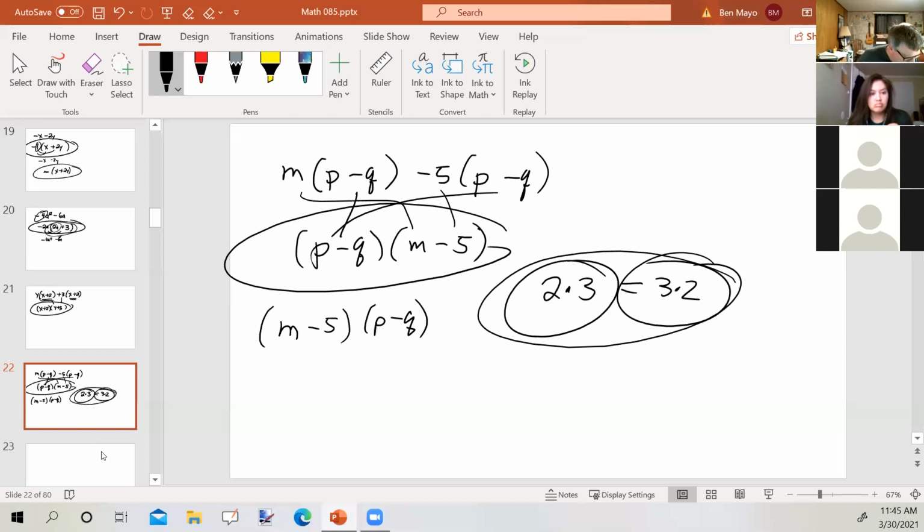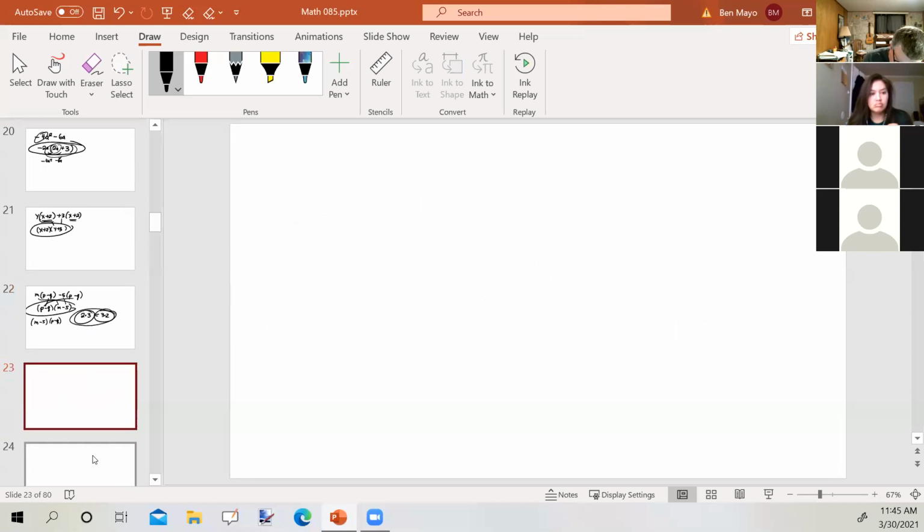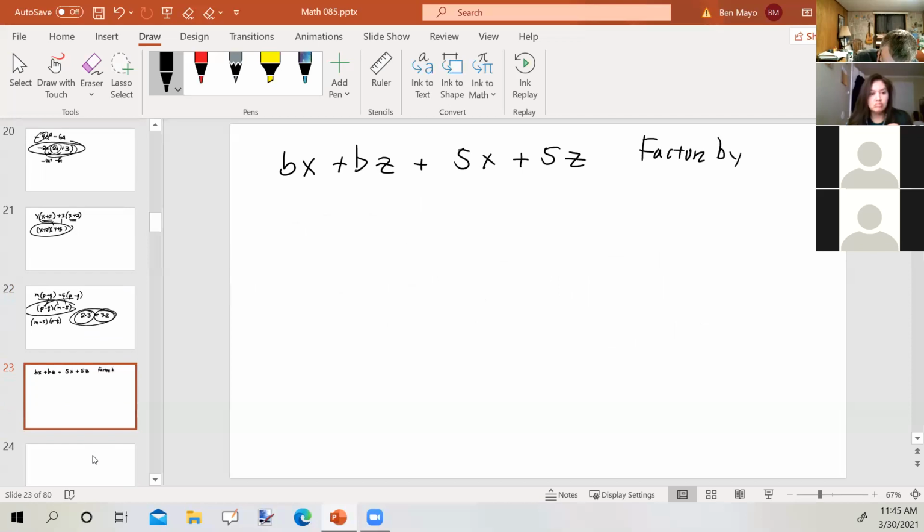Let's see here. How about this one? bx plus bz plus 5x plus 5z. The directions say factor by grouping. Well, there are 4 terms in this expression: bx, bz, 5x, and 5z.